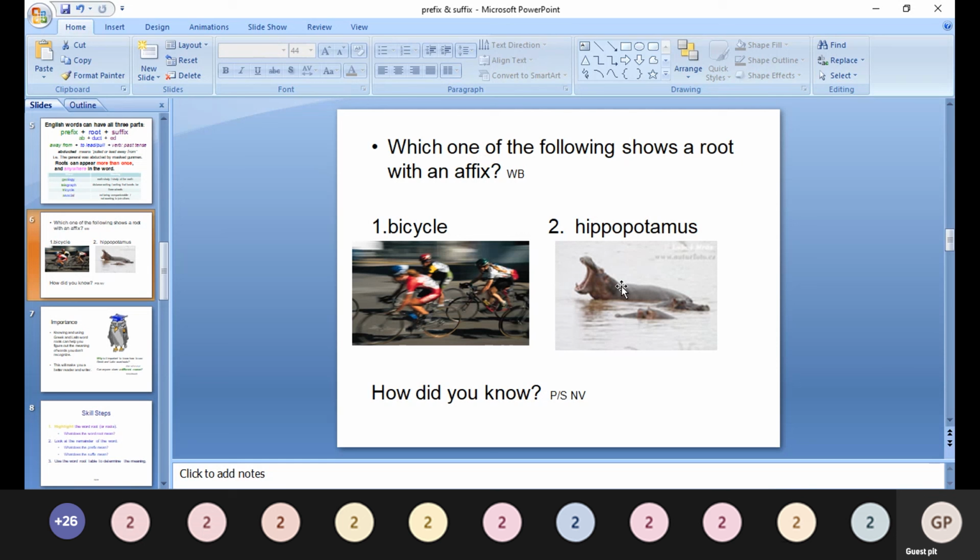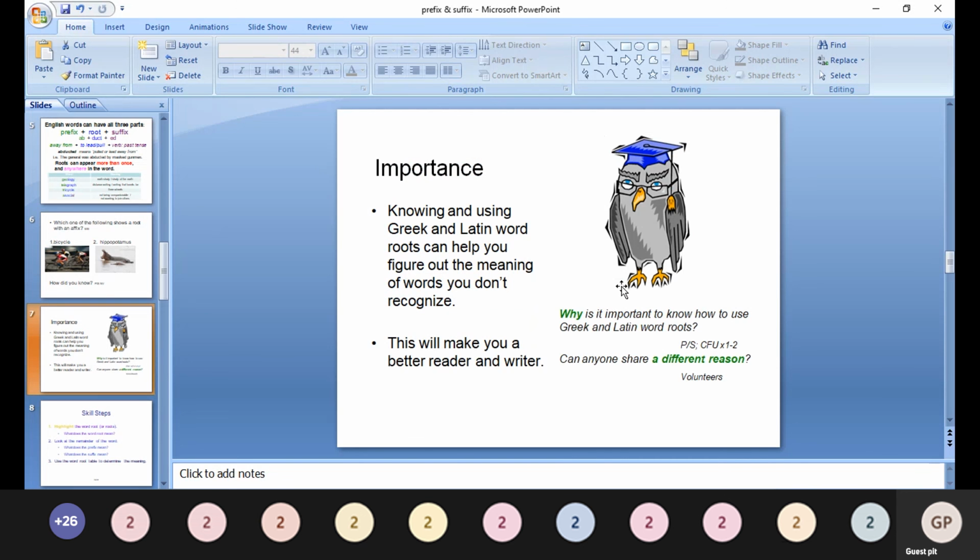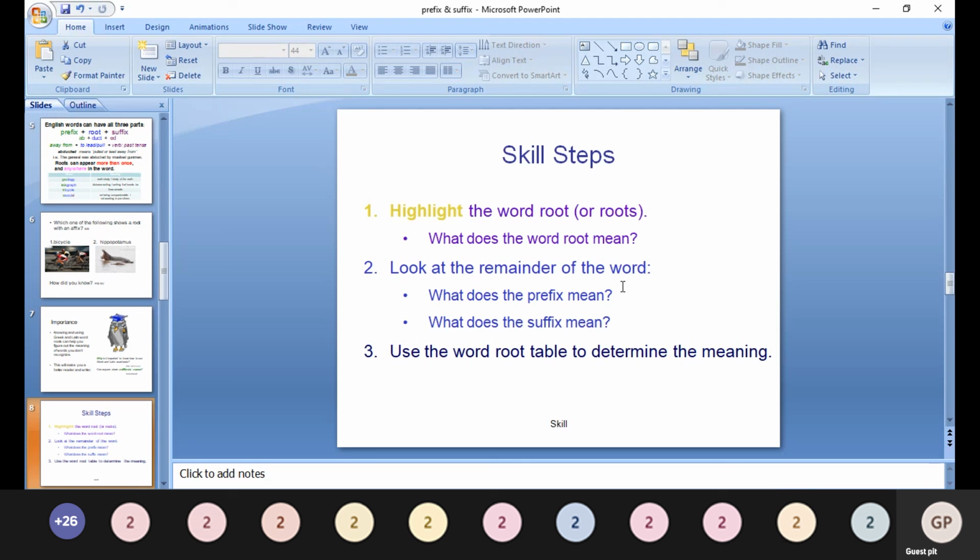When the affixes are added, you will find out the meaning of the word. It could be a prefix or a suffix. Knowing and using Greek and Latin word roots can help you figure out the meaning of words you don't recognize. This will make you a better reader or a writer.